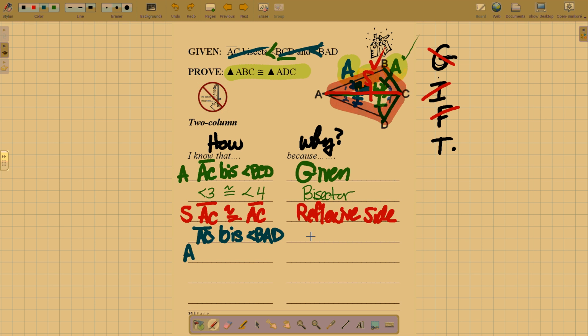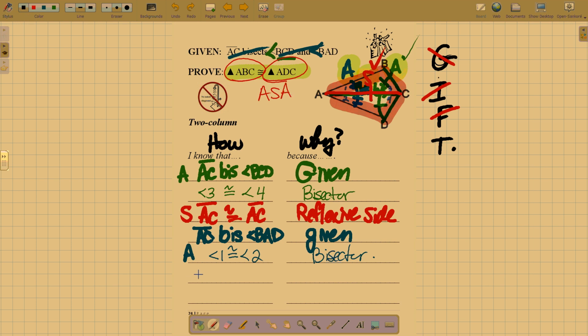AC bisects BAD because I know it's given. Now because of that, I get angle 1 congruent to angle 2. There's my other angle. Why do I know that? Because of a bisector. I'm only trying to get the triangles equal. I have now completed my shortcut, angle, side, angle.